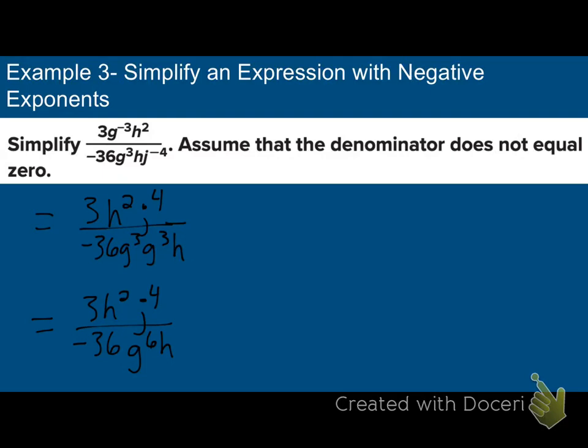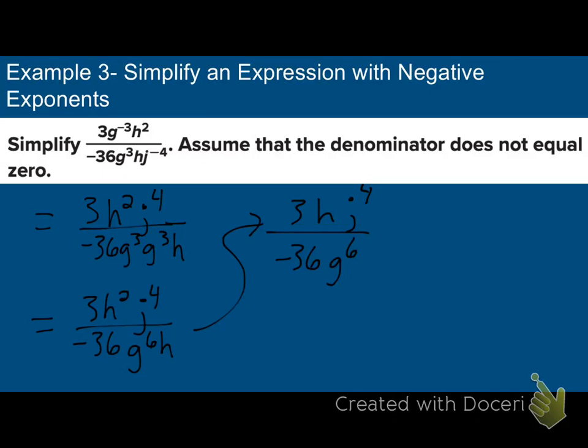Is that in simplest form? No. The h's. I've got an h in the numerator and an h in the denominator. AKA we're dividing things with the same base, right? If I'm dividing things with the same base, what can I do with their exponents? Subtract. So 2 minus 1 would give me 1. h to the first. Are we okay with that?